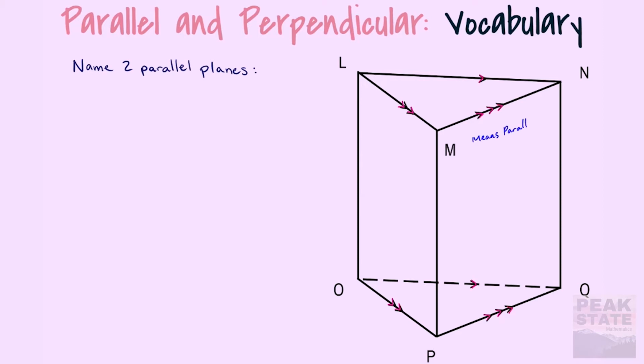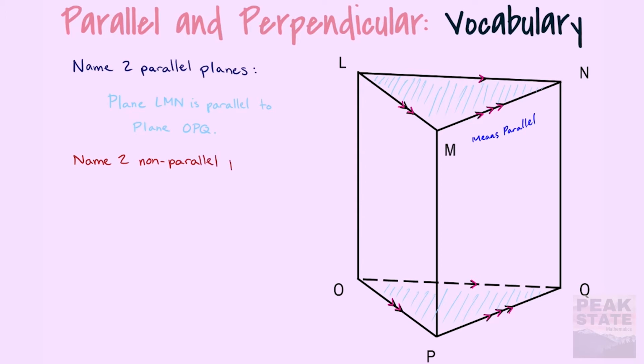So we're going to start by identifying two parallel planes. And you'll see those little arrows in there, that means parallel. So having all three of those lines on top parallel with the three lines on the bottom tells us that the planes themselves will also never ever touch. Therefore, the planes are parallel. Plane LMN is parallel to plane OPQ.